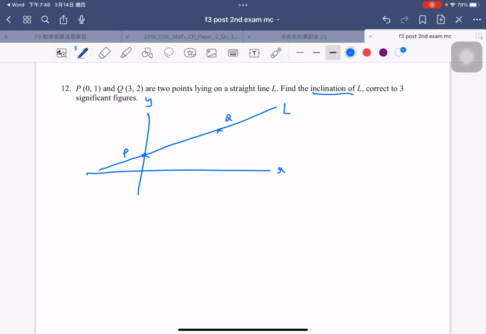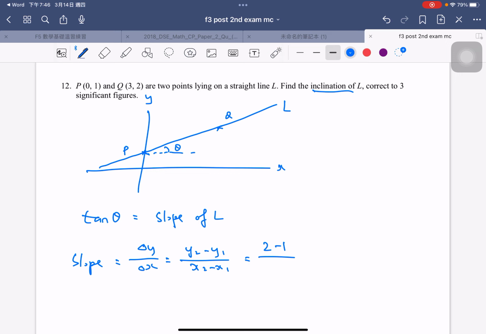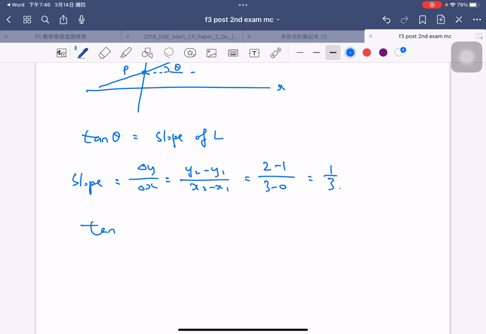Do you still remember the theta here? The tangent of the inclination is going to be equal to the slope of L. Do you still remember how to calculate the slope? The slope is equal to the change of y divided by the change of x, which is y2 minus y1 divided by x2 minus x1. The y2 this time is 2, and y1 is 1. So I can write it down: 2 minus 1 divided by 3 minus 0. It gives you 1 over 3. So now we have tangent theta equal to the slope, which is just 1 over 3.